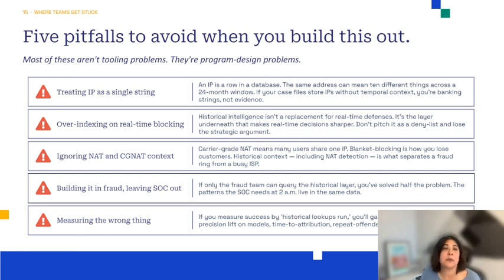Over-indexing on real-time blocking. Historical intelligence isn't a replacement for real-time defenses. It's the layer underneath that makes it sharper. Ignoring NAT and CGNAT context, carrier-grade NATs. Blanket blocking a shared carrier IP is how you lose legitimate customers, and nobody wants that. Historical context is what separates a fraud ring from a busy ISP, for example.